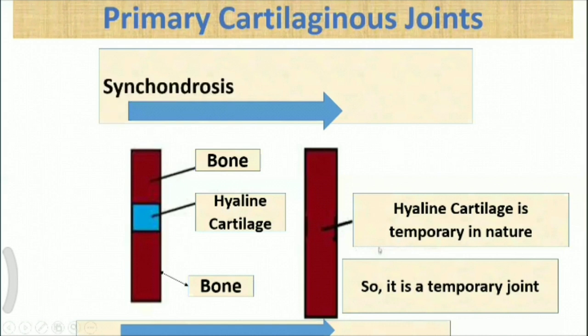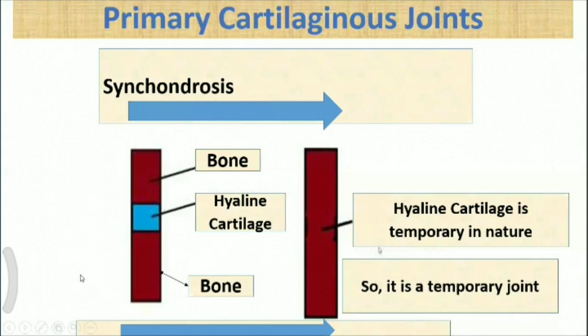Look at the slide. So this is primary cartilaginous joint. Almost 5 marks contain this question: what are the characteristics of primary cartilaginous joints with their distribution? And what is the other name of primary cartilaginous joint? It is synchondrosis.